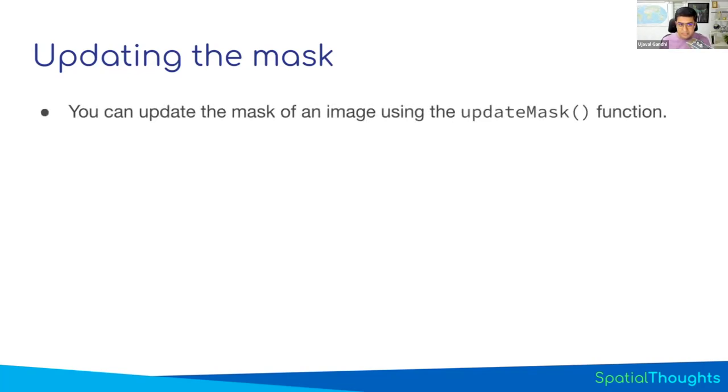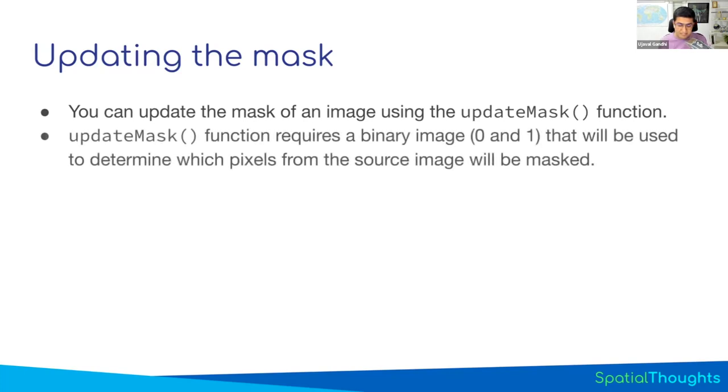The way to do this is by calling the updateMask function. The updateMask function takes one parameter where you need to give it another image, and that image has to be a binary image. In that mask image, wherever you have one, those pixels will be retained. The pixels where your mask says zero will be excluded.